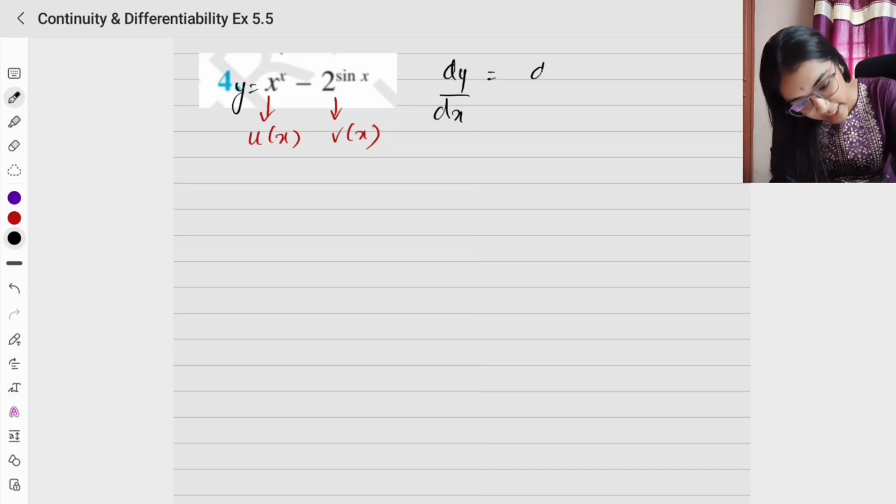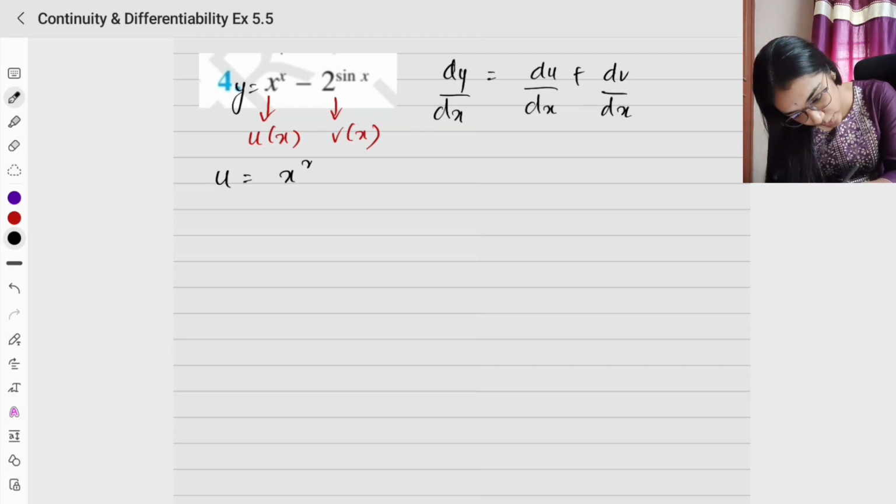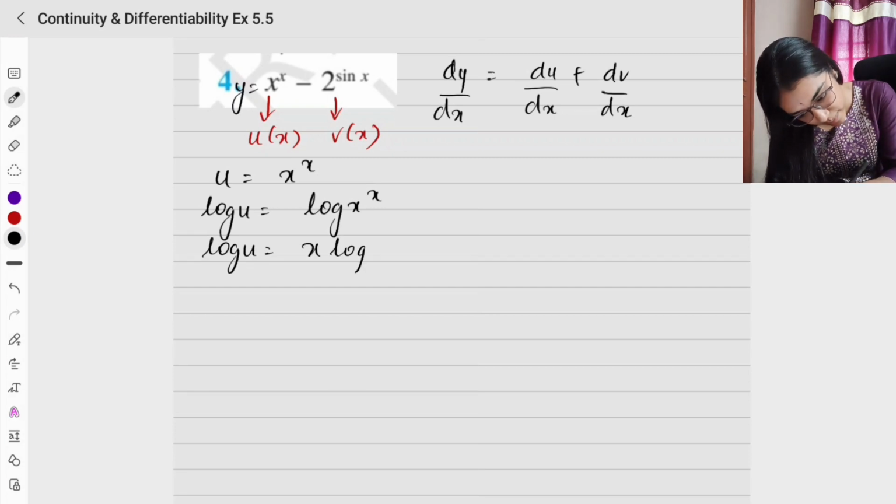So dy by dx is du by dx plus dv by dx. So I'm going to find the derivative of each and every term separately. So first, u is equal to x to the x. I'm going to take log on both sides. So log u equals log of x to the x. Log u equals, the power comes down, so x times log x. So this is going to be u of x, v is going to be log x.